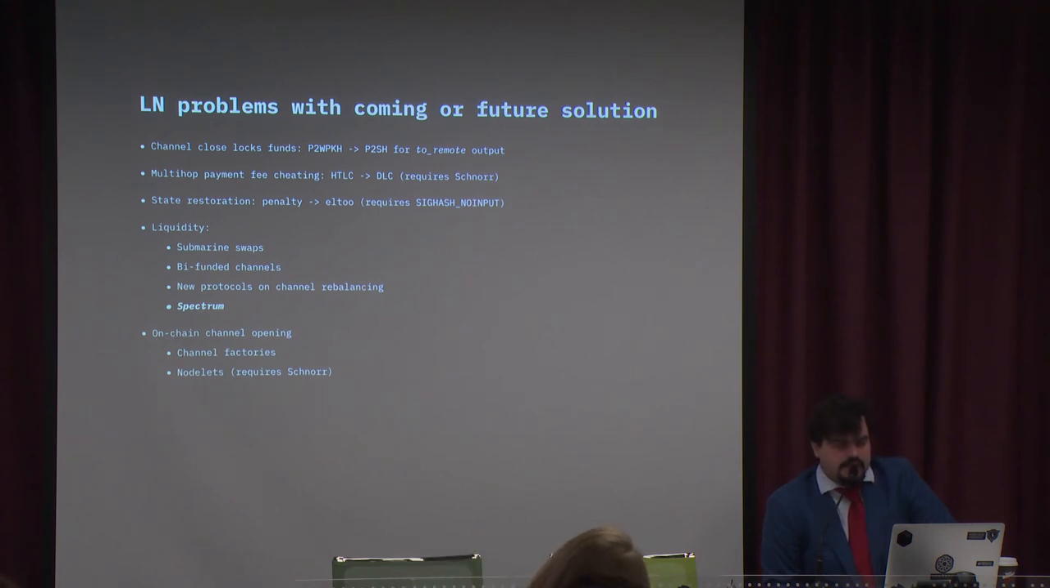We all know that, and L2 solves that, but we need a no-input soft fork in Bitcoin to be able to do that. There are a lot of liquidity issues with the multi-hop transactions and channel depletion of the funds. Basically there are a number of solutions for these challenges: submarine swaps, dual-funded channels.